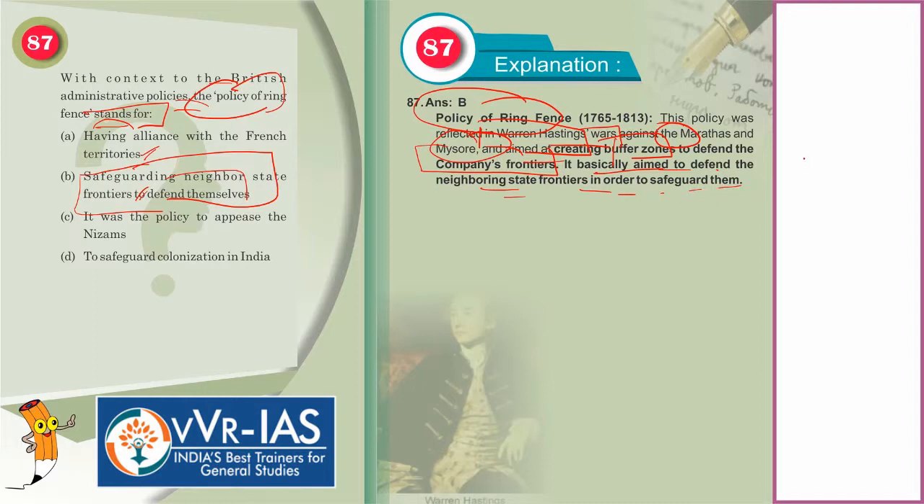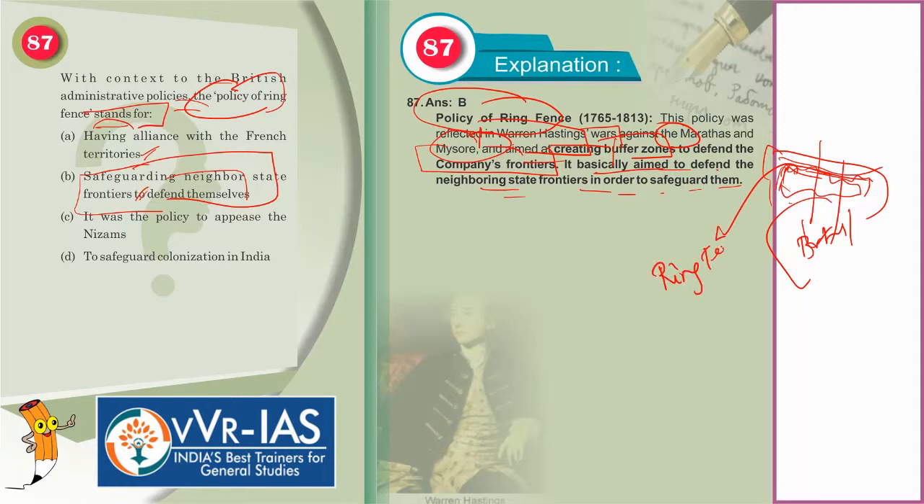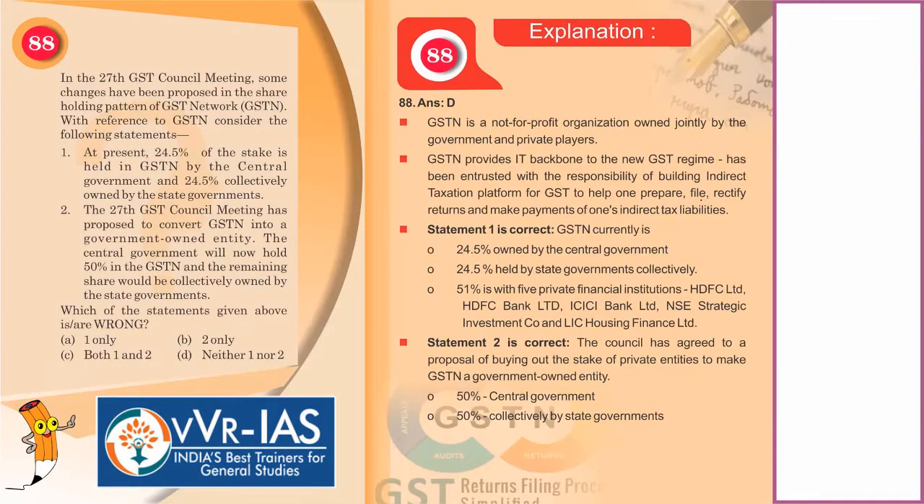Is this clear? So basically what you do is you create buffer states. Suppose you have India and this has the border with China. So what you do is you have Nepal in between. So you guarantee to protect the neighbors' frontiers here, so that China does not directly invade British India. So this was an example of the policy of ring fence. It was introduced by Wellesley, or it was seen in the wars that were fought by Wellesley.